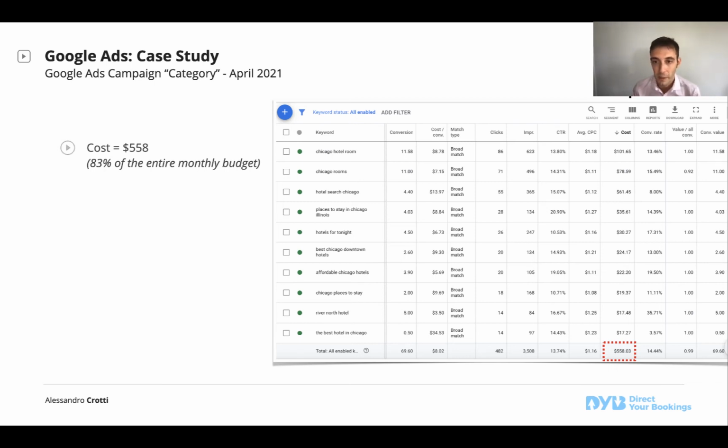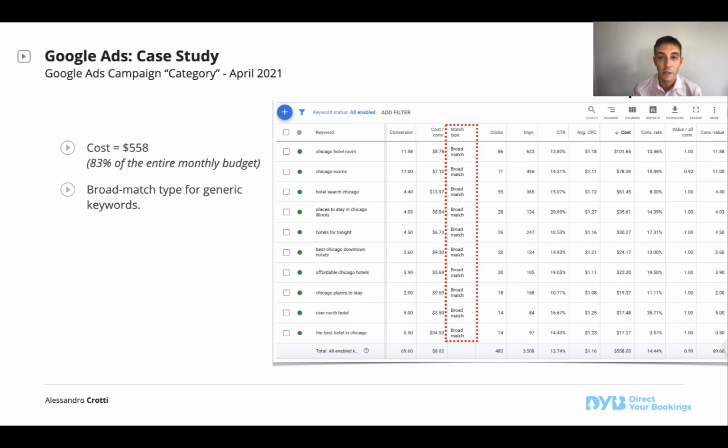Right, so these campaigns consumed 83% of the monthly ad spend. What's important in terms of quality now is to understand what the problem is, or at least find an indication as to why this campaign spent a lot but didn't generate value. And if you look at the quality, or at least the type, of the keywords, they're all broad match types. And broad match types are quite tricky in a way, right?